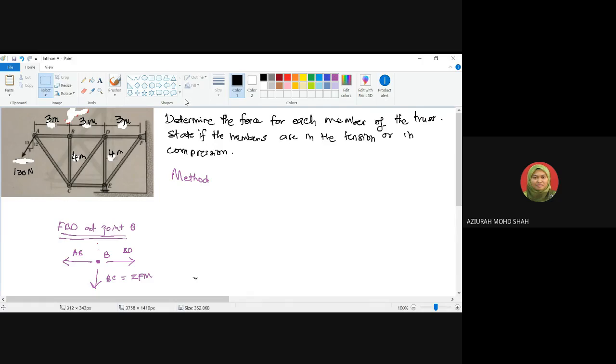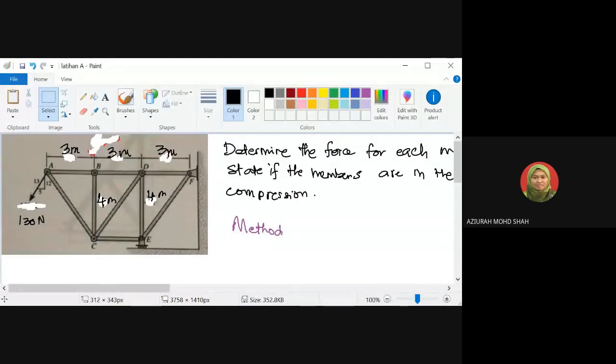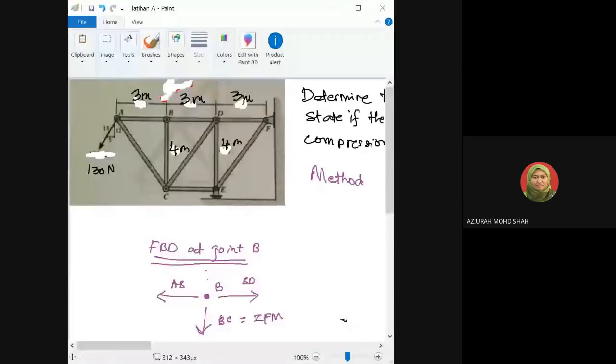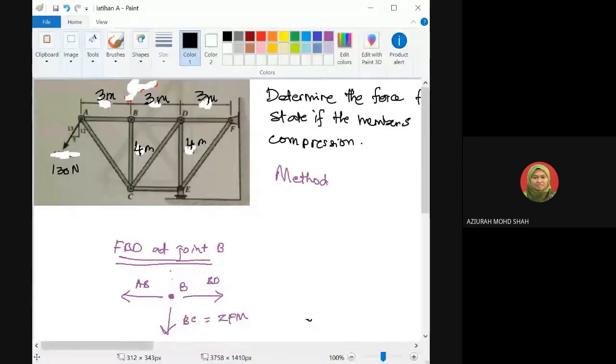Okay. So for this question, right? Okay, I'm going to use this question for both method. Remember kita ada dua method in solving for truss. Kita ada dua method. Satu method of joint, satu lagi method of section. Okay. So it's very straightforward. Kalau dia kata method of joint tu, it means you have to draw the FBD at joint. Kalau method of section, you have to draw FBD through section. Okay, so it's very straightforward. Okay, so apa yang kita nak tengok kat sini.